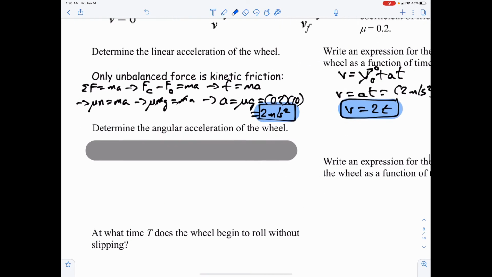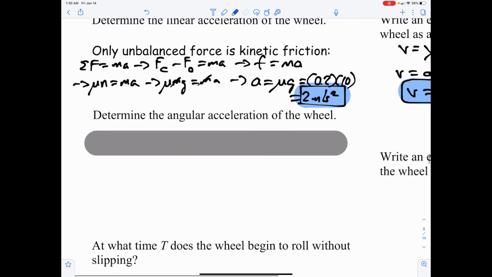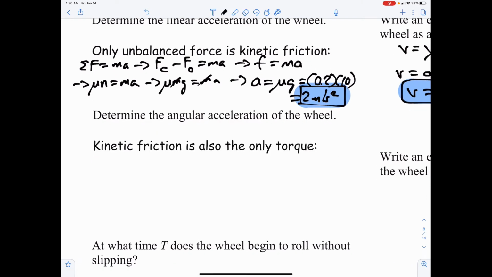Determine the angular acceleration of the wheel. Well, kinetic friction is providing the only torque here. So we're going to use rotational Newton's second law to figure this one out. You've got net torque equals I alpha, which is causing torque minus opposing torque equals I alpha. There is no opposing torque. The causing torque is only due to friction.